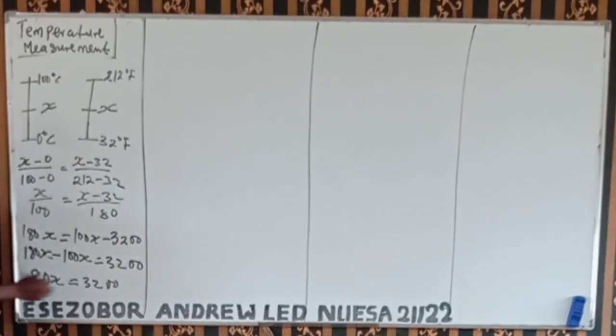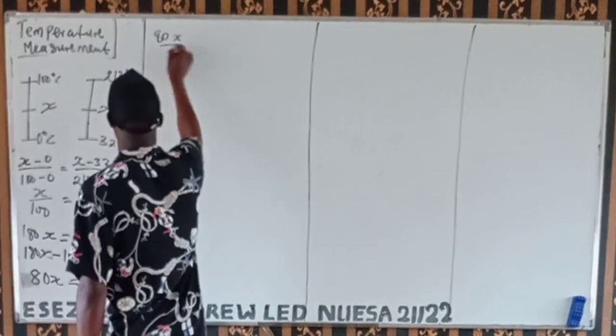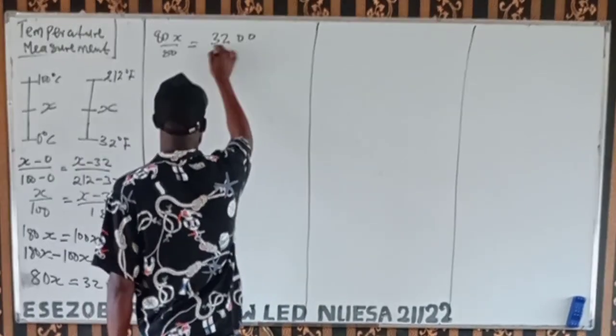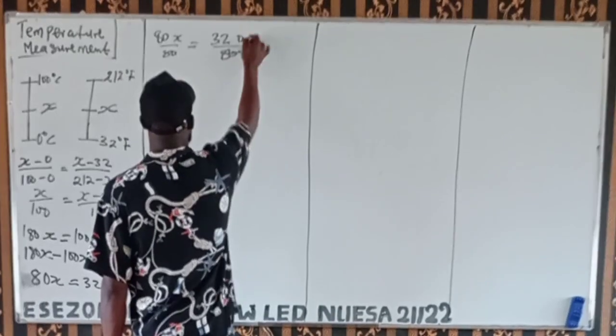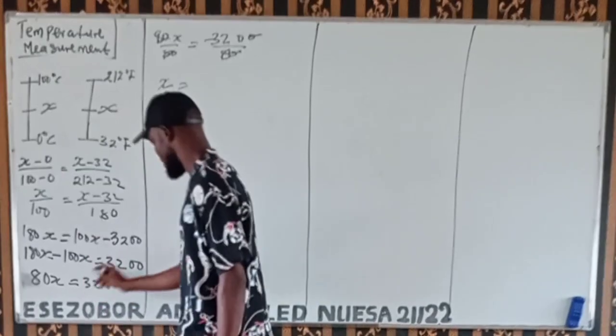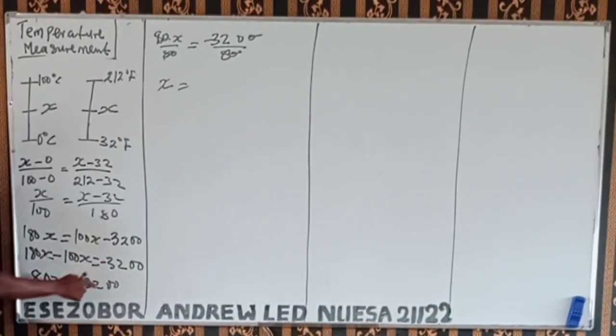So divide both sides by 80 so that X will be free. We will have 80X over 80 equal to 3200 over 80. Zero cancels zero, 80 cancels 80. Because of the negative sign here, the negative sign will still be with the answer.